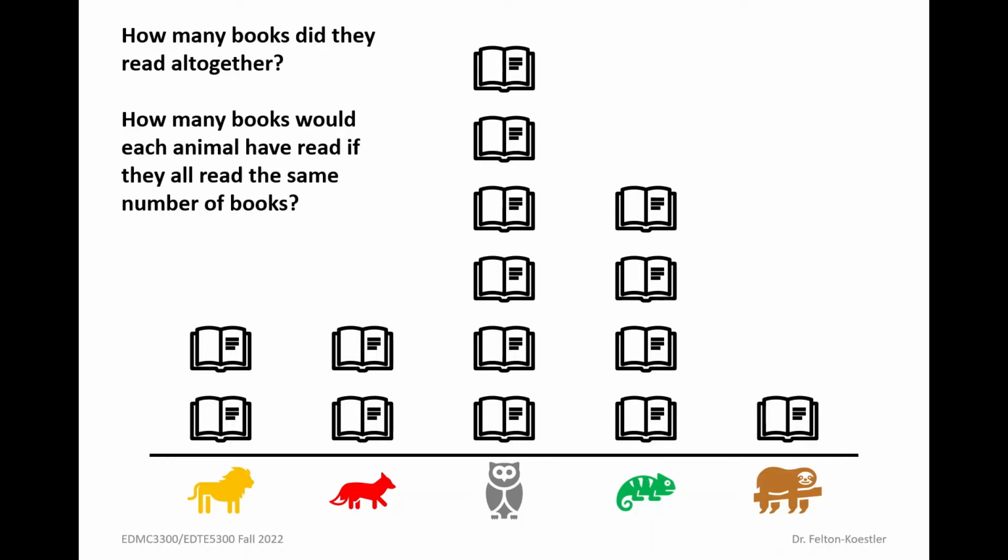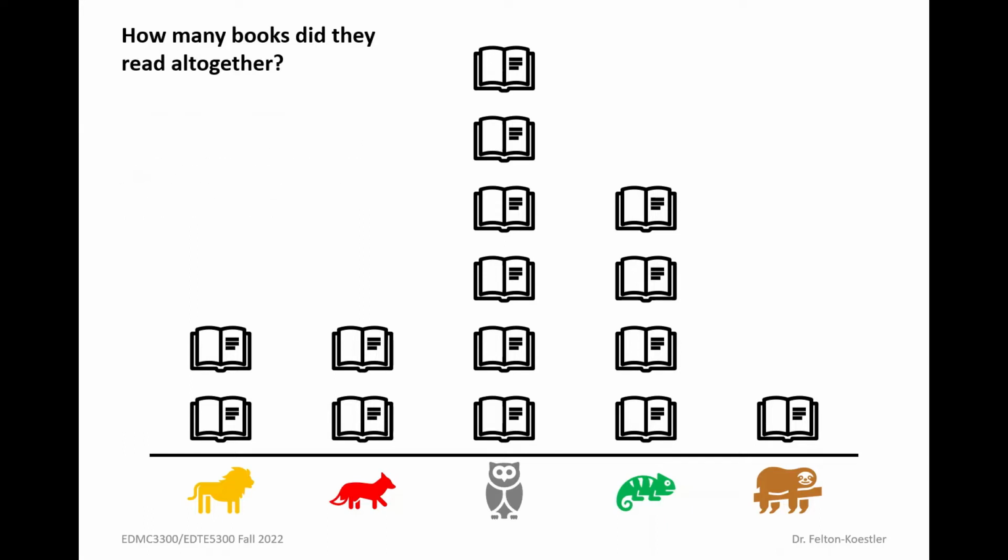All right, let's talk through how I might solve these problems. For the first one, how many books did they read altogether? With a small data set like this, it's pretty straightforward. We could just count them if we want. Starting with 9, we have 1, 2, 3, 4, 5, 6, 7, 8, 9, 10, 11, 12, 13, 14, 15 books total.